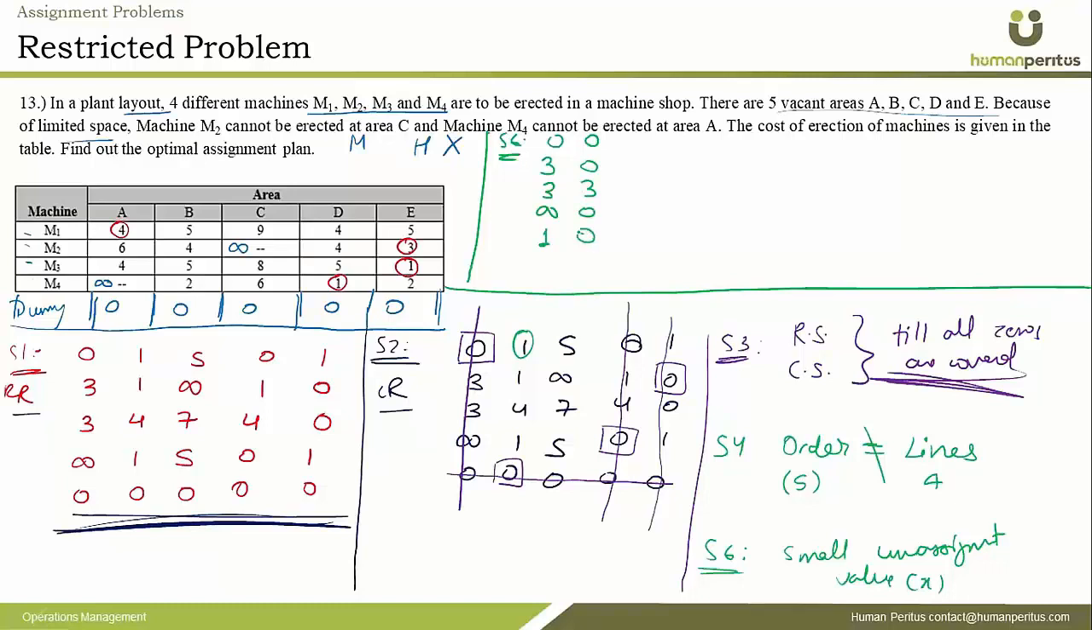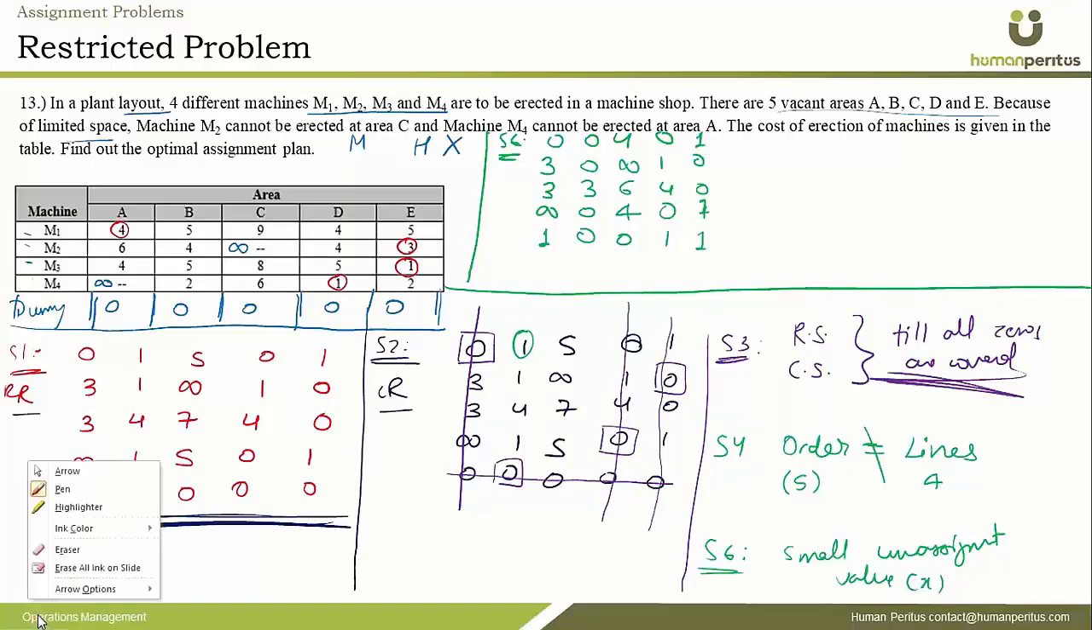Now for the third column: 4, infinity minus 1 is infinity. 7 minus 1 is 6. 5 minus 1 is 4. This is 0 because it is under the covered line. For this, 0, 1, 4, 0. This is a crossing. I have to add 1 here. I will not make any change here. 1, 0, 0, 1. I have to add 1 here also. So this will be my matrix.